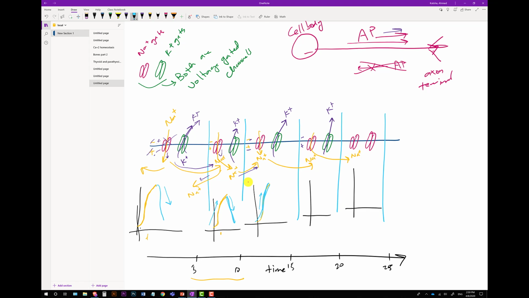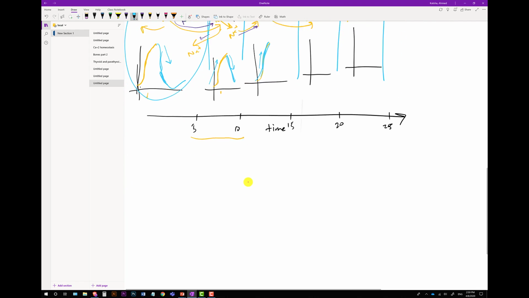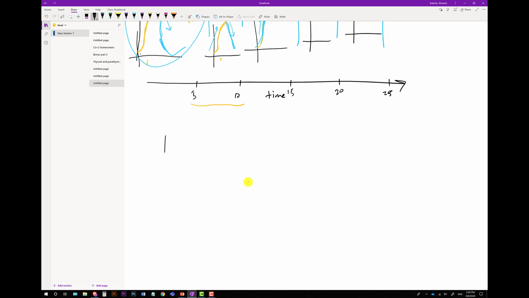Now because of this, and because of hyperpolarization, the neuron is not able to receive a new stimulus, or this portion of the neuron is not able to receive a new stimulus. To understand this, let's put it on a separate graph. So we said we have depolarization, repolarization, and then let's use green, hyperpolarization.